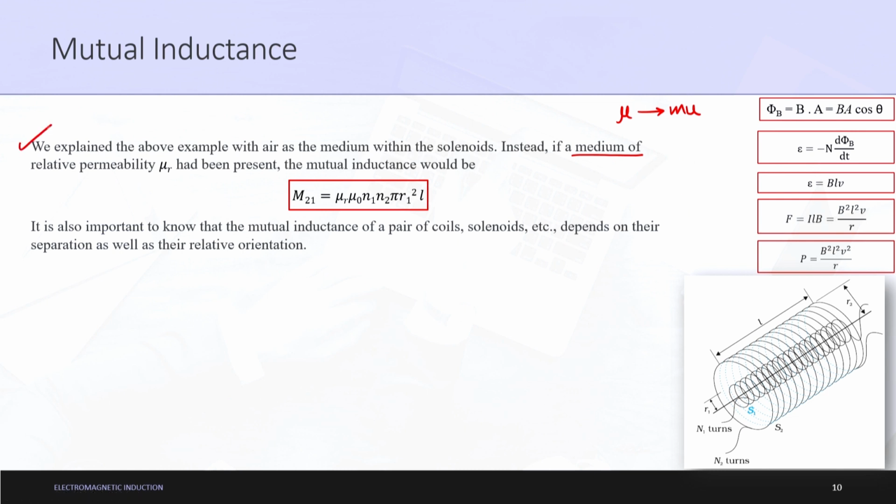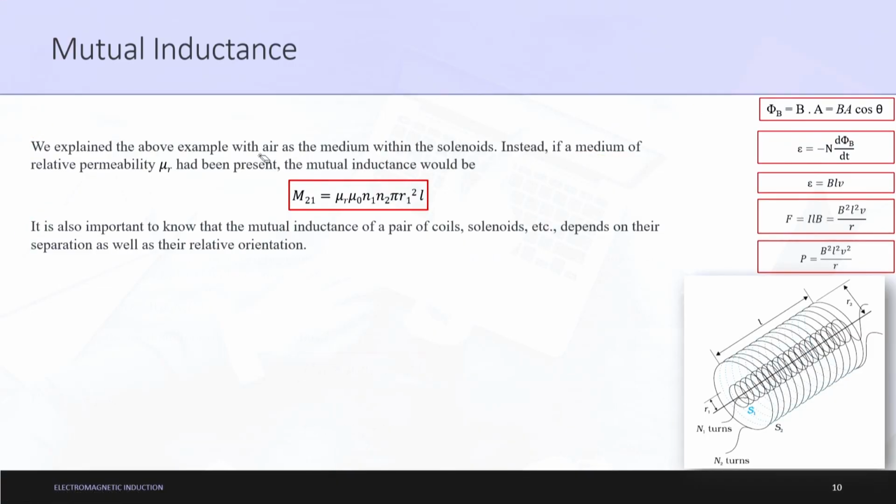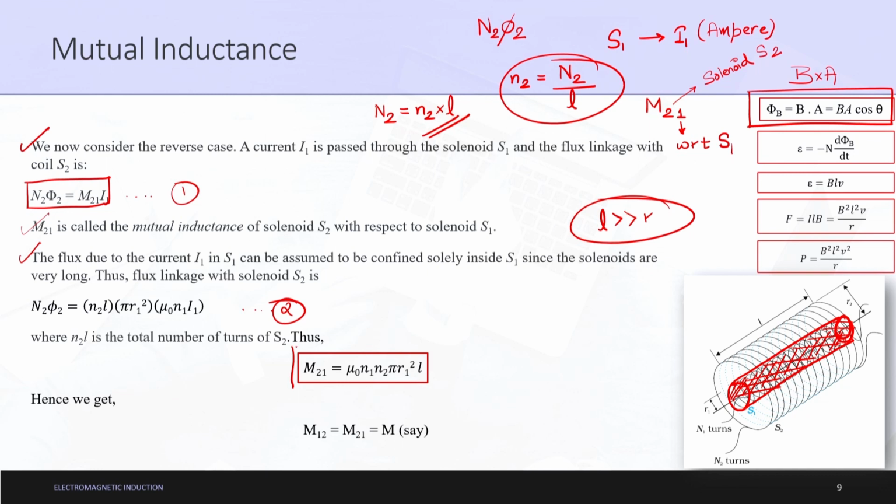Iterating again, it is also important to know that the mutual inductance of a pair of coils, solenoids, etc. depends on their separation as well as their relative orientation. Separation as in the value of the radius; if the solenoids are coaxial, the radius of the small solenoid is this much and the big solenoid is this much, or else one solenoid is kept here, one solenoid is kept here. This is the relative separation talked about here. So all in all, for two solenoids kept coaxial, M21 is equal to mu naught N1 into pi R1 square L.